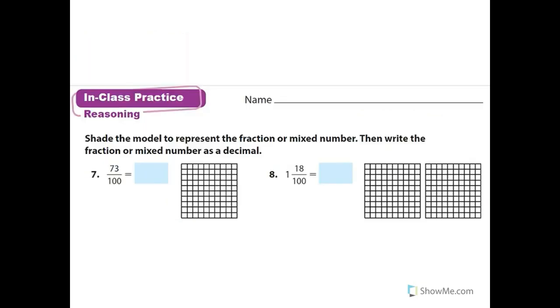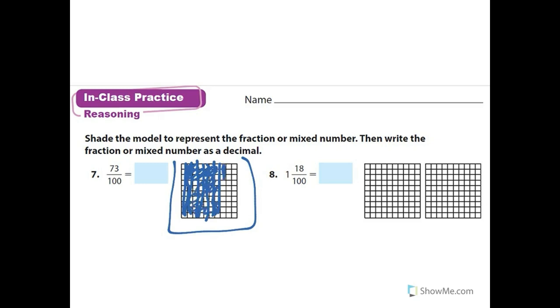Alright, let's do some more practice. Shade the model to represent the fraction or mixed number, then write the fraction or mixed number as a decimal. Alrighty, let's do some shading here. 73 hundredths, so there's 100 of them in here, and we want 73. So, 1, 2, oh my goodness, my shading. 3, 4, 5, 6, 70 hundredths. There's 70. And then 3. So 73 hundredths.